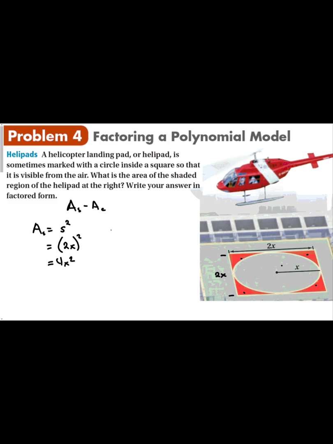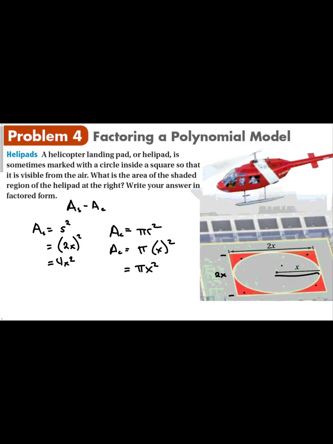Okay. Area of the circle, a sub c. To find area of a circle, need to remember the formula for area of a circle, which is pi r squared. Luckily, I know the radius. Pi x squared, which I can just leave as an expression pi x squared.